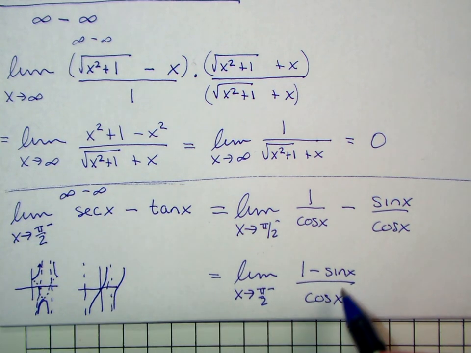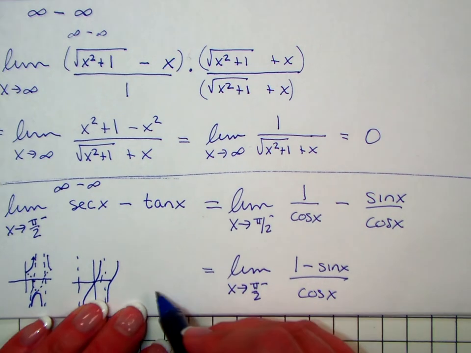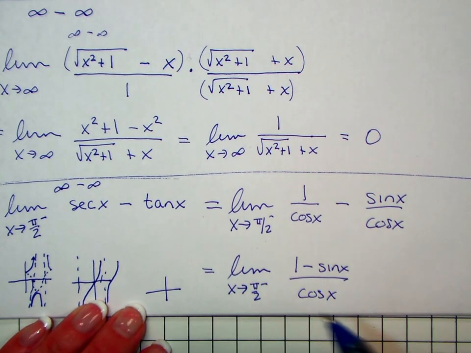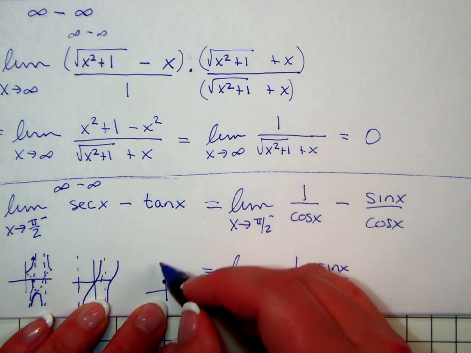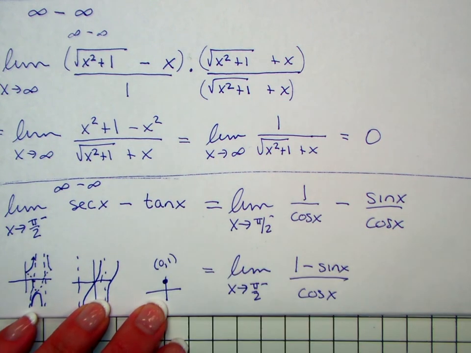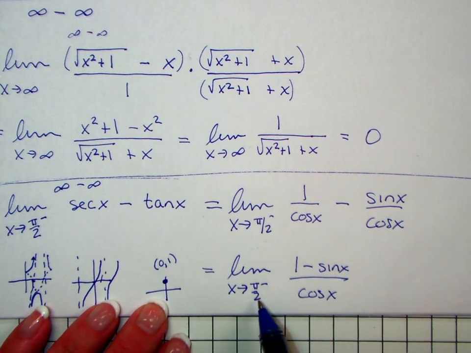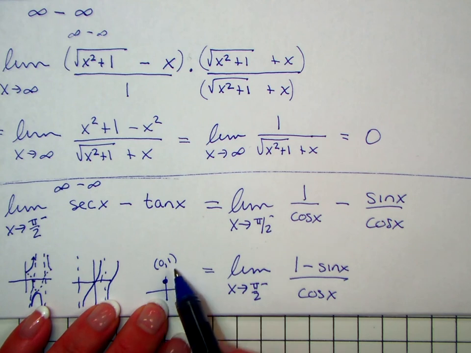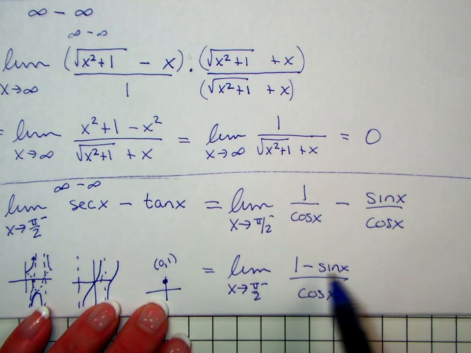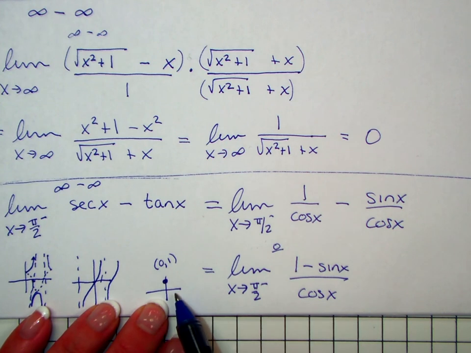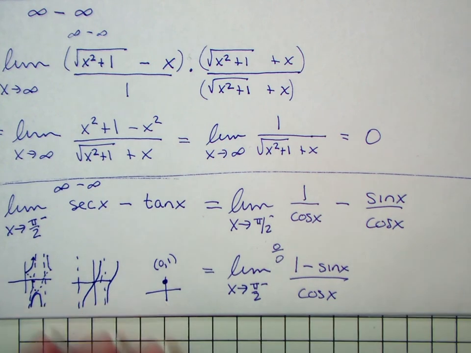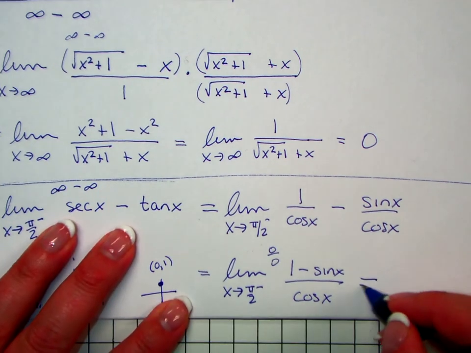So now that I'm just dealing with sine and cosine, I am going to kind of use a unit circle here. Pi over 2 is at the top, and pi over 2 has the point 0, 1. So sine of pi over 2 is approaching 1. So I get 1 minus 1 up top. Cosine of pi over 2 is approaching 0. So I am going to get 0 over 0 here, right? So I can L'Hopital this.